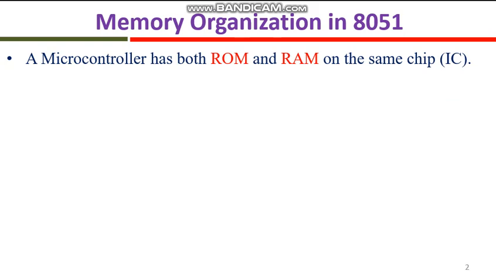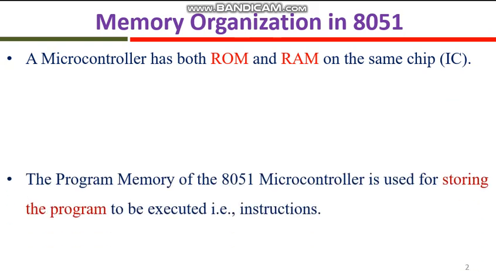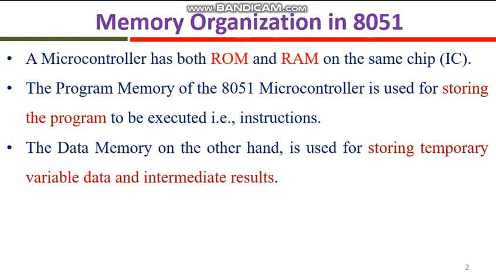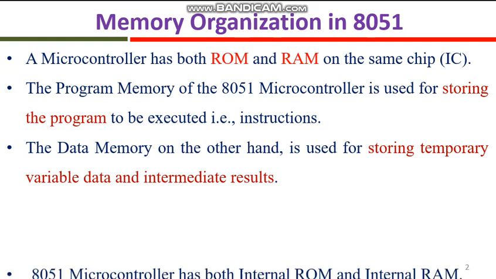The microcontroller has both ROM and RAM on the same chip. The program memory is used for storing only the program to be executed. Therefore, ROM is also called program memory or code memory. The data memory, on the other hand, is used for storing temporary variable data and intermediate results. Hence, RAM is also called data memory.